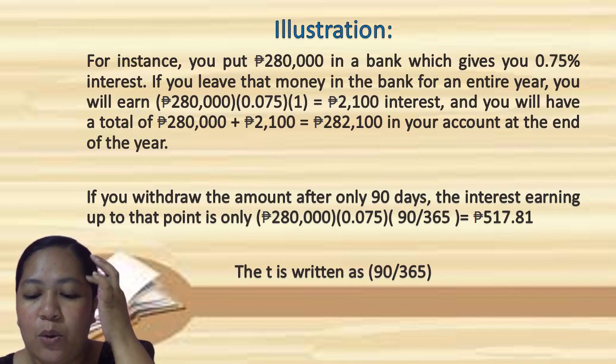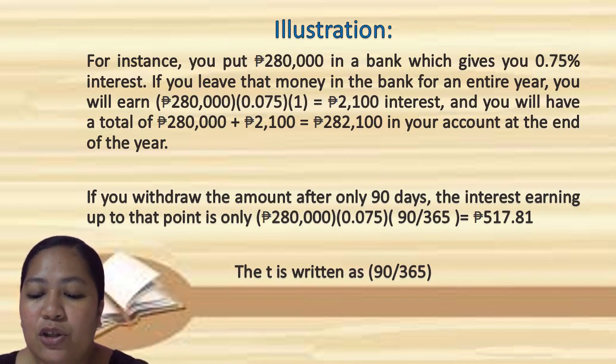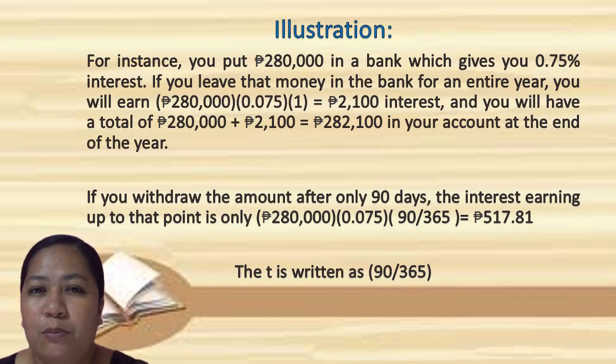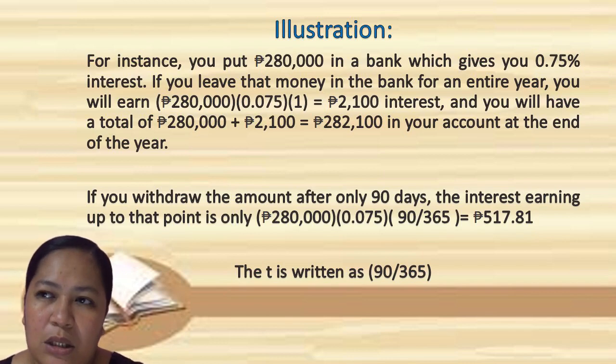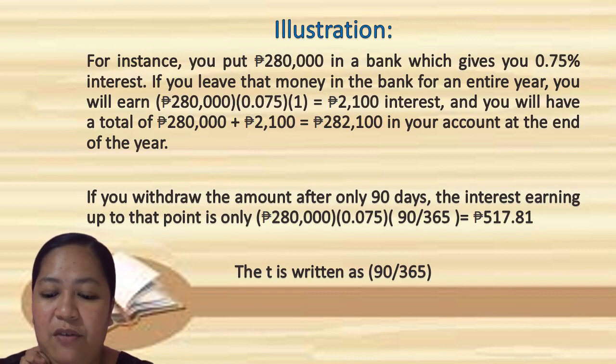So since we are only given 3 months, or like 90 days, we only use 90 over 365 since the whole year will be just 365. Actually, it's not totally 365, but in banks, they use the exact date only. Like for example, 365 days.